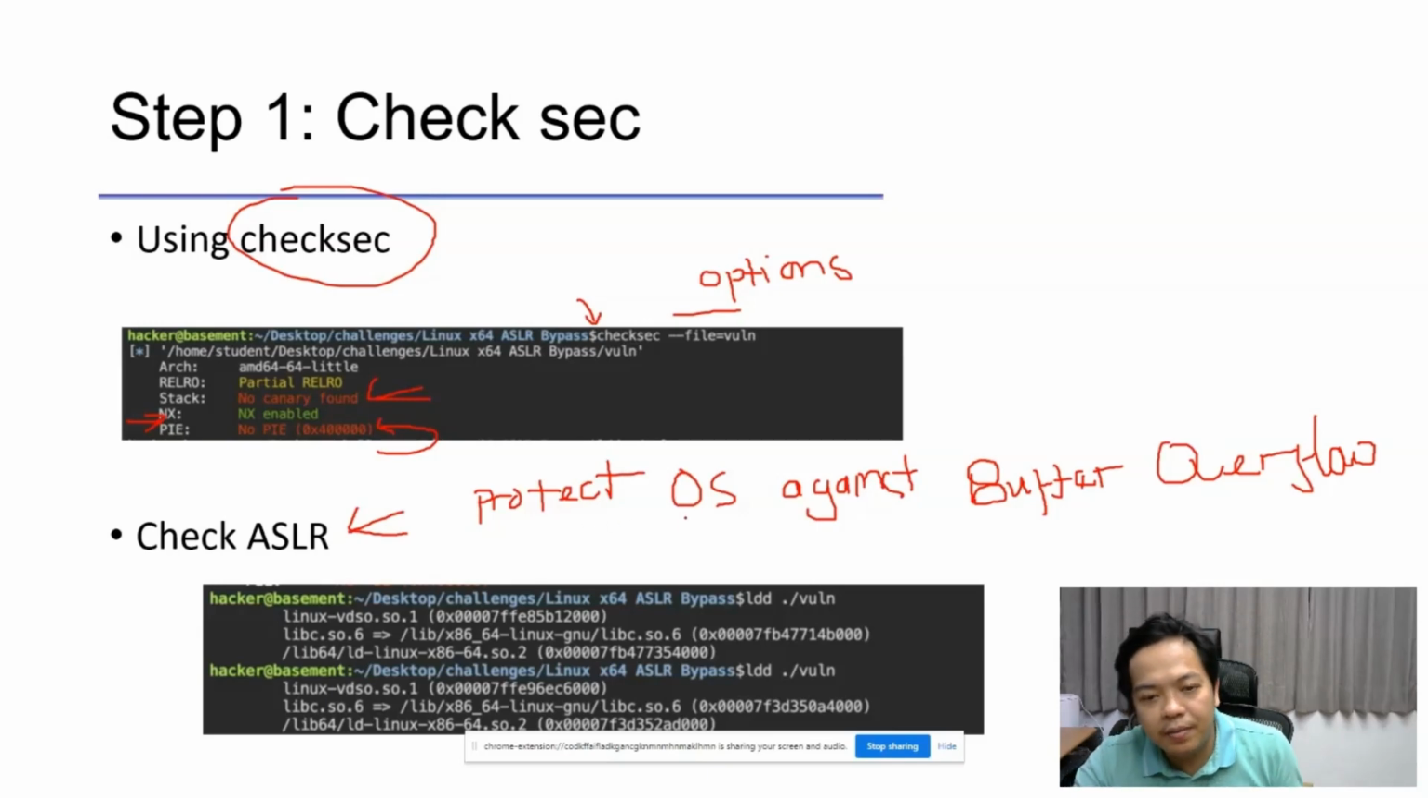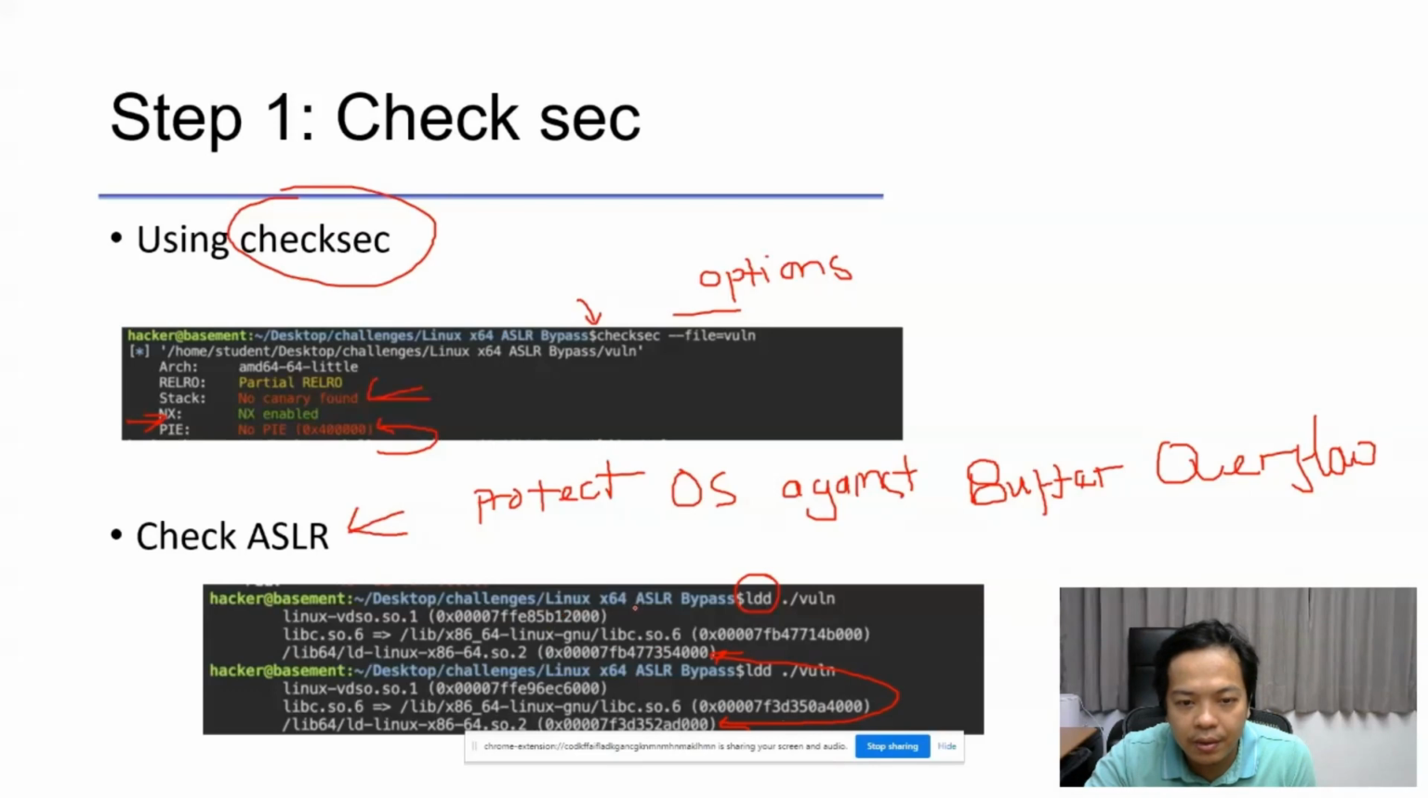Actually, this protection means that if we want to exploit, we need to disable this. So you can say this is a command to ldd. We can check if the operating system supports ASLR or not. So you can run it two times, and you see this kind of address is similar.